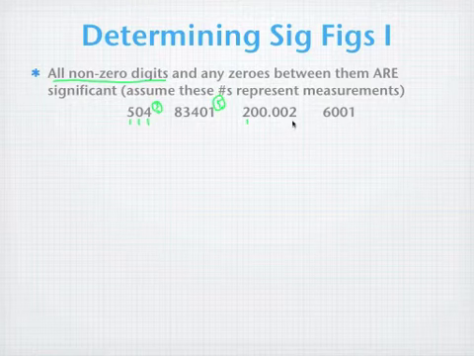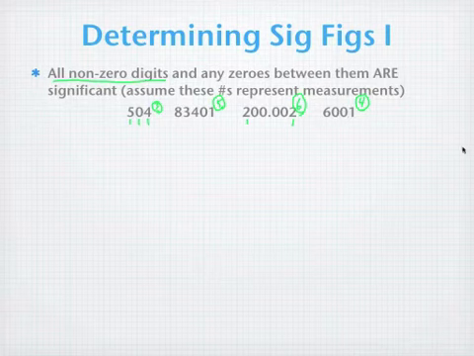Because there's a 2 on one end and a 2 on the other end, those are non-zero, they're significant, so the 4 zeros in between are also significant, so this is going to be 6 sig figs. And again, 4 digits, all of them here are significant.